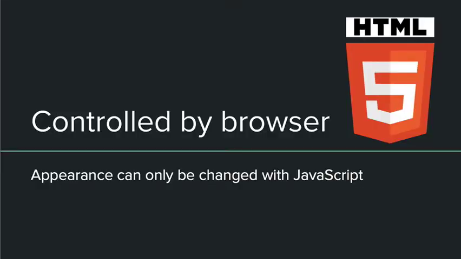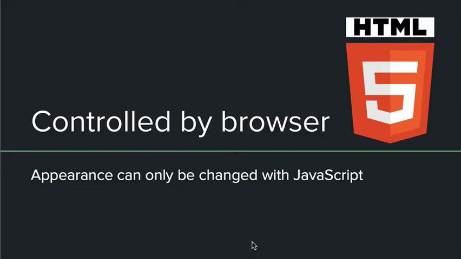Error messages. Now this is interesting. The error messages are controlled by the browser. There's not much you can do with the style with CSS. It can only be changed with JavaScript. So if you want to take control over the look and feel of those native error messages, or if you want to deal with browsers that don't support HTML's built-in form validation, you have to use JavaScript.